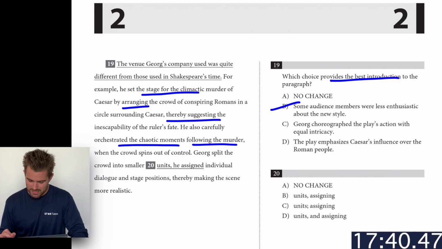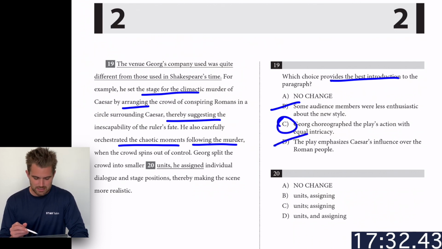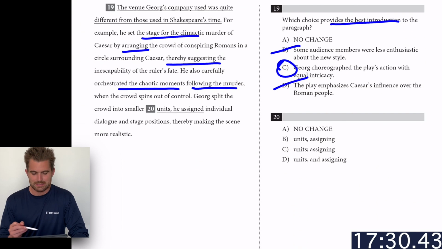Maybe choreographed plays action with equal intricacy. Yeah, it's talking about the action. I think that's probably right. Influence of the Roman people. No, it's got to be C. I know it doesn't say anything about Shakespeare. A is not necessarily wrong, but C is definitely what the rest of the paragraph is talking about. These different moments in the play that work out because of his style, the way that he choreographs this stuff.